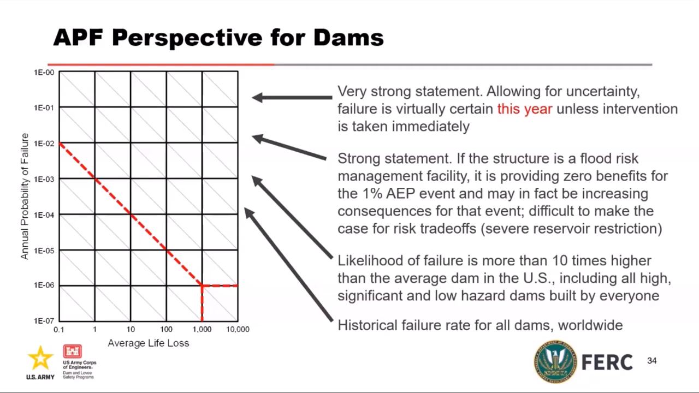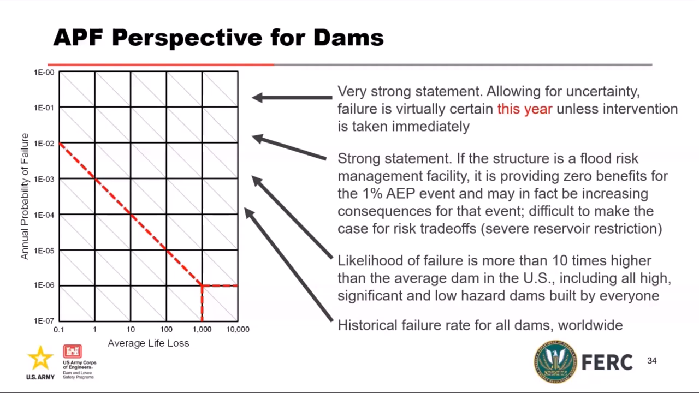This next category, 1 in 10 to 100, is a really strong statement. If you're a flood control facility, you are not providing any protection. It might as well not be there. Given that it's holding back more water for a little while, it actually may be increasing consequences. That's a pretty strong statement to say, and that's what you really mean by that probability estimate. Honestly, there are not a lot of risk trade-offs we're going to take with that. That usually means for us a pretty severe reservoir restriction.